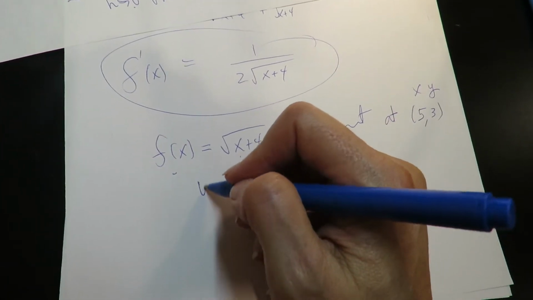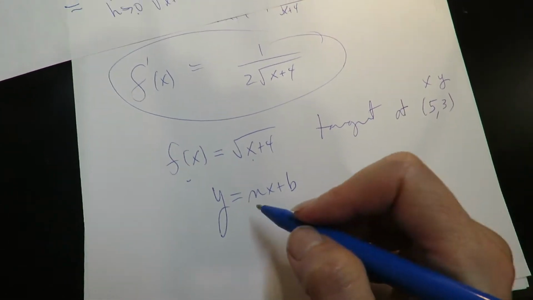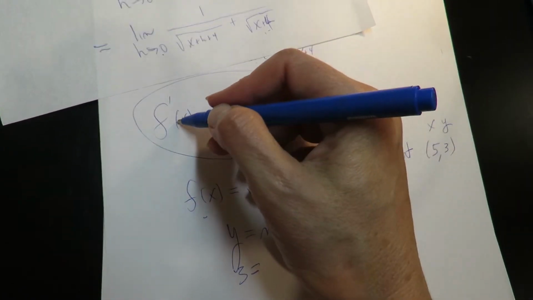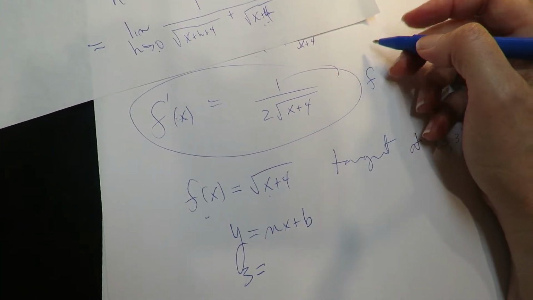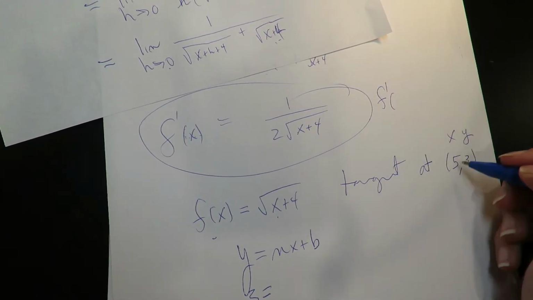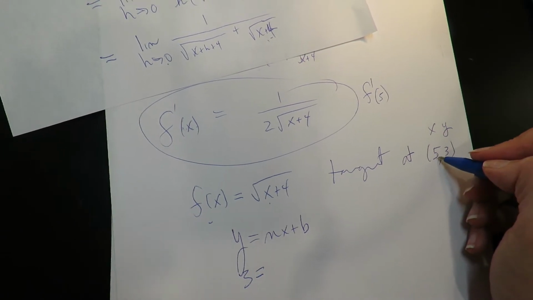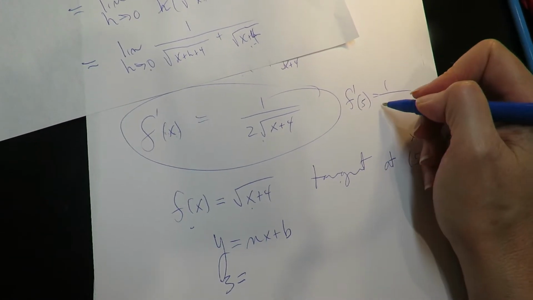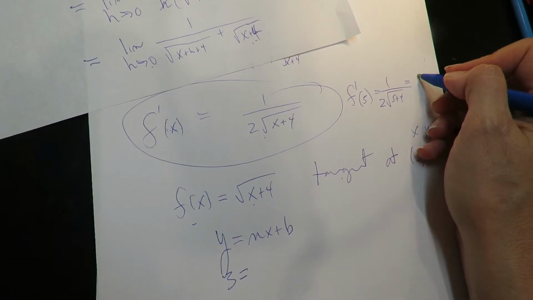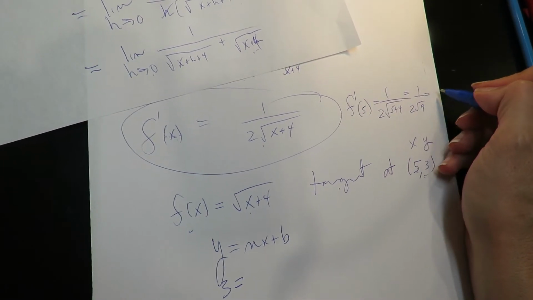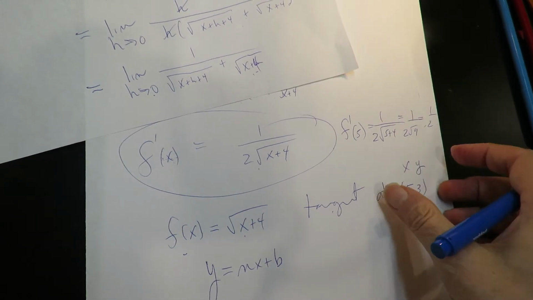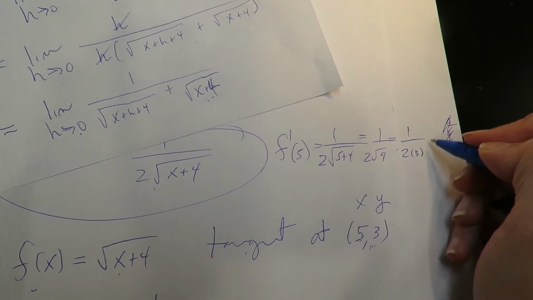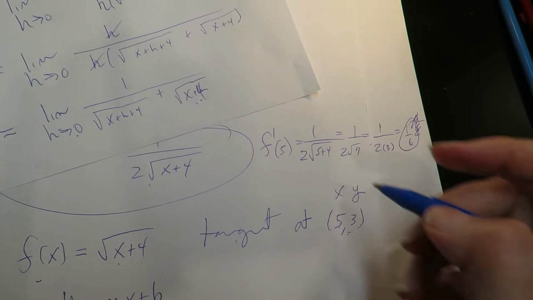So you're going to now do the y equals mx plus b. We know y is 3, and we have to calculate the slope from here. So I'm going to need my x value to do that. I'm trying to find the tangent line at this point, so I just need to put the x in here. So 5 plus 4, that's 9, so it's 1 over 2 times the square root of 9. All right, I guess that actually works. I should just go with it. 1 over 2 times 3, which is going to be 1/6. Okay, so the slope here is 1/6.